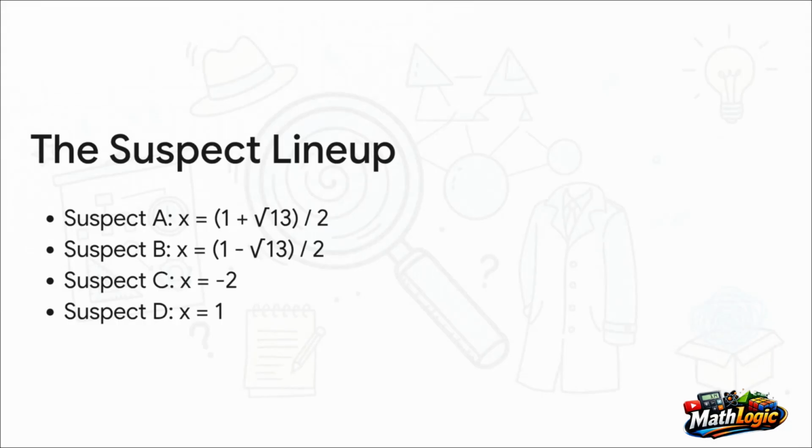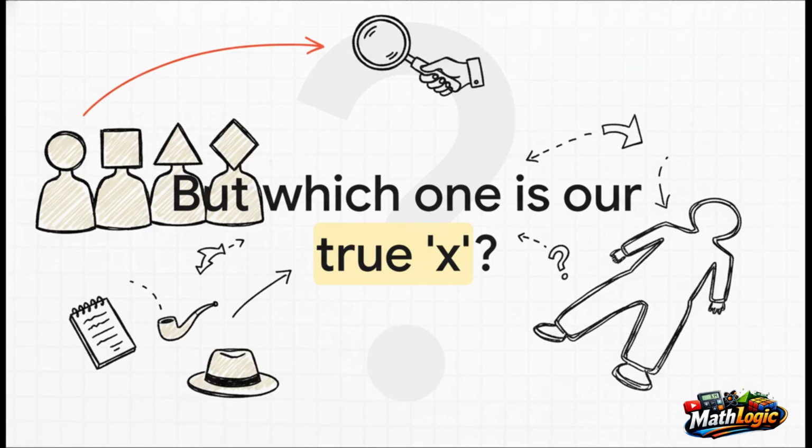It's time for the official suspect lineup. We've got 4 possible values for x. They all came out of our investigation, so they all seem plausible at first. But we know from our earlier work that only one of them can be the real culprit. So this is it, the moment of truth. We have our lineup, 4 potential answers. But which one is the true x? How are we going to figure this out?